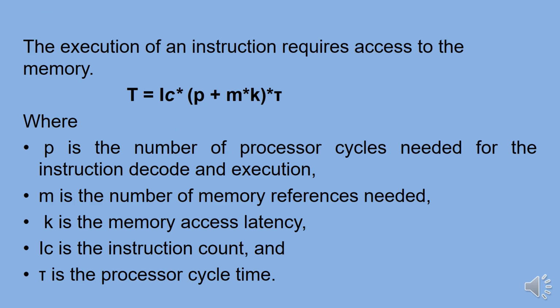Finally, the total execution time is calculated using 5 attributes. p is the number of processor cycles needed for the instruction decode and execution. m is the number of memory references needed. k is the memory access latency. IC is the instruction count and tau is the processor cycle time.